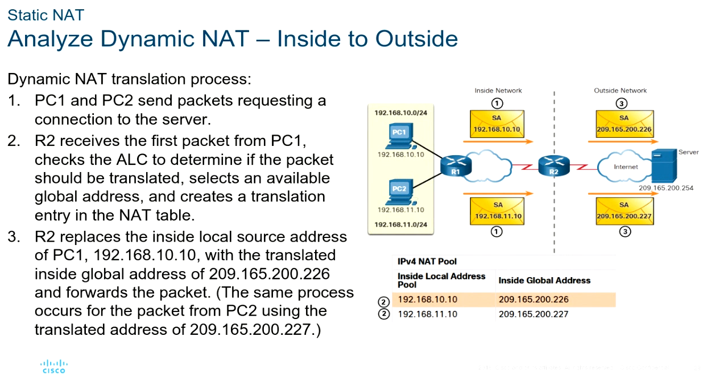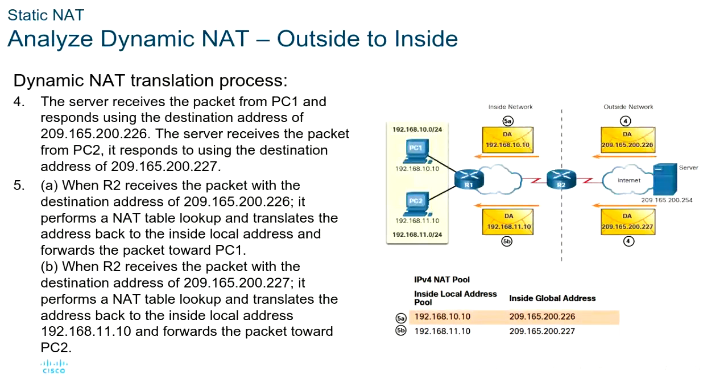Then R1 is going to have to translate that inside local source address of 192.168. That'll never live on the internet. It's got to be translated to a globally unique, perfectly valid internet address of 209.165, in this case 200.226. And then the second PC gets 209.165.200.227. We didn't use the overload keyword, so we're limited to the number of available outside addresses. If we have a bunch of clients and limited outside addresses, we're going to have to put in that overload keyword to make that take place.